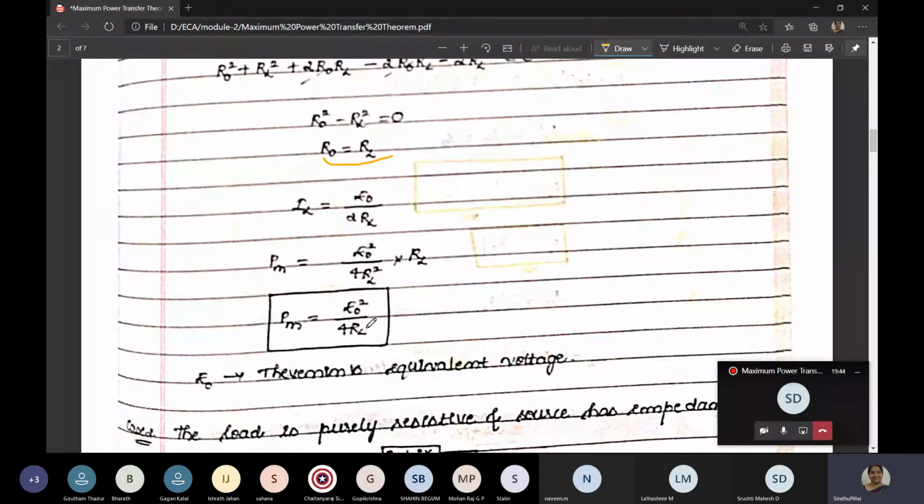So what we got here? We want the load resistance RL and we want E naught. What is this E naught? E naught is nothing but Thevenin's equivalent voltage. So this is what I told, it is just an extension of Thevenin's theorem. So you have to do Thevenin's theorem. You have to find out, at the load terminal, which should be open circuited, the voltage there by using mesh or node analysis, and that voltage square divided by 4RL will give you the maximum power transfer.